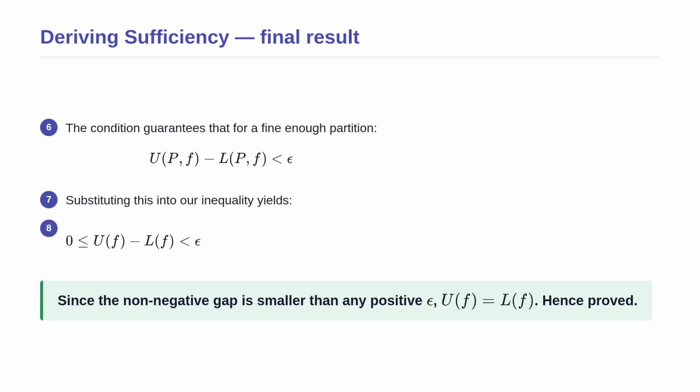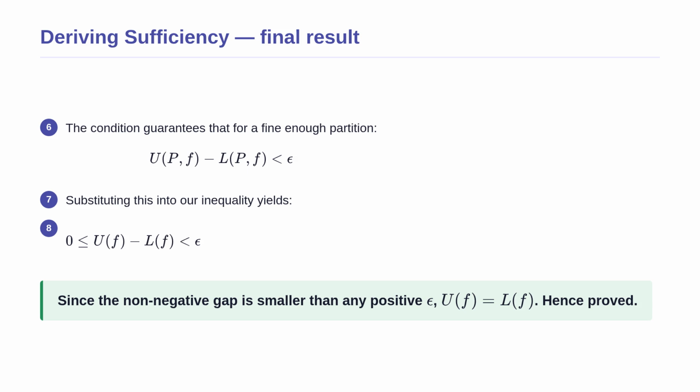Continuing with the sufficiency proof, we now apply our main condition. The integrability condition guarantees that we can make the outer gap between the upper and lower Darboux sums strictly less than any positive error margin epsilon. We substitute this tiny error margin into the inequality we just built. This shows that the gap between the true upper and lower integrals is squeezed below epsilon.